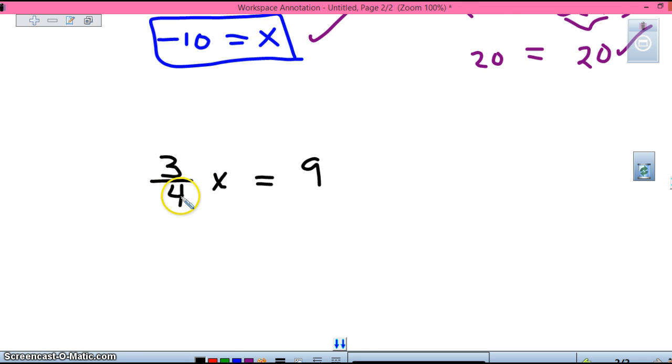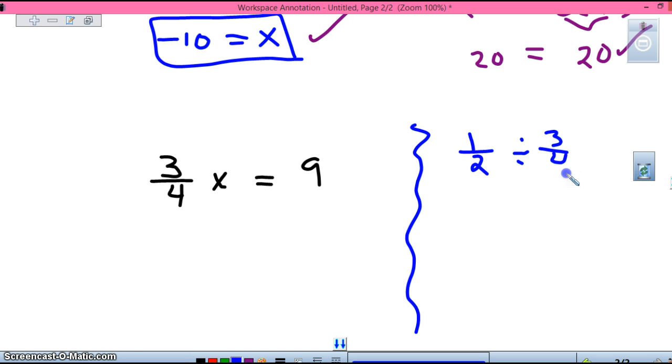If we have 3/4 times x equals 9, what is the inverse operation of multiplication? Division. Okay, on the side, if we have 1/2 divided by 3/4, what do we have to do when we're dividing fractions? We have to multiply times the reciprocal. So if the inverse operation of multiplication is division, and we have this fraction, wouldn't it mean the same thing as multiplying times the reciprocal?